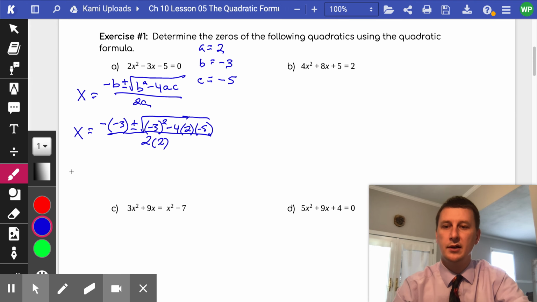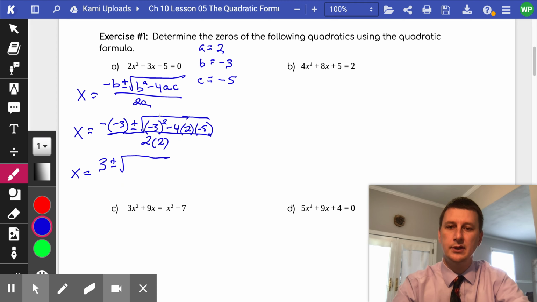Okay, so we have a lot of numbers here. You could go ahead and you could just put this entire thing in your calculator to get one answer, or you could simplify it piece by piece like I'm going to do right now. So I see a double negative right here. That's going to tell me to make that a positive. So I have 3 plus or minus the square root of negative 3 squared. That would give me 9 minus 4 times 2 is 8 times negative 5 is negative 40. So this is really 9 minus negative 40, or 9 plus 40. So that's 49. All over 2 times 2, which is 4.